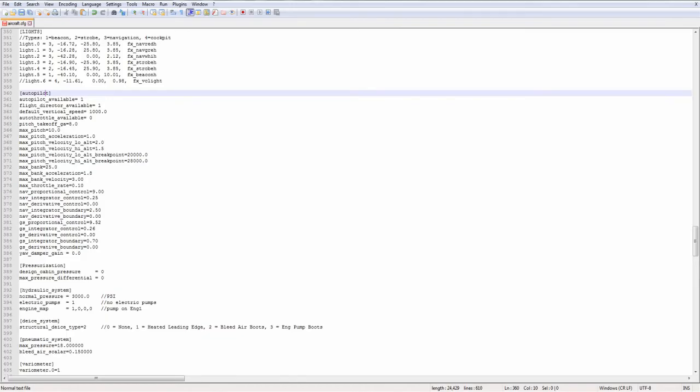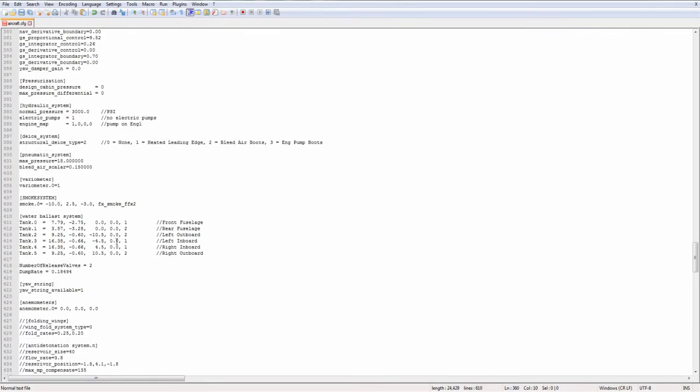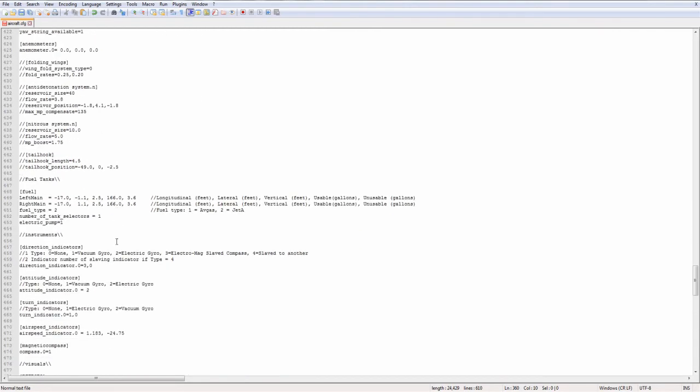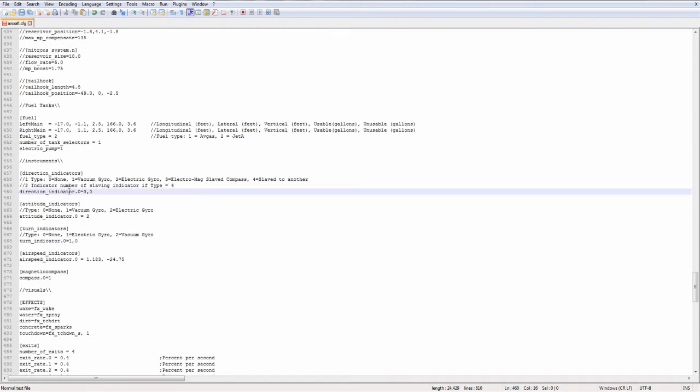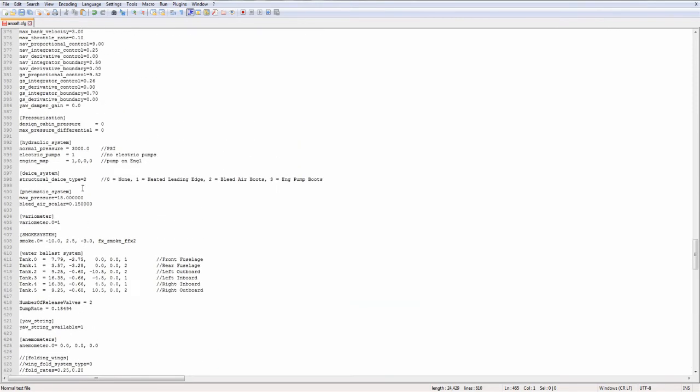This will make more sense when we start going down into the instruments section down here, but you can define a direction indicator and what type it is on the aircraft. I'll go more into it there, but you can have multiple direction indicators and multiple attitude indicators, and which one you want the autopilot to pull from, you specify with those two.